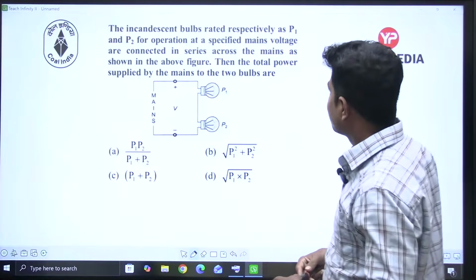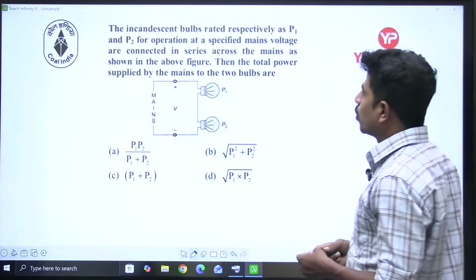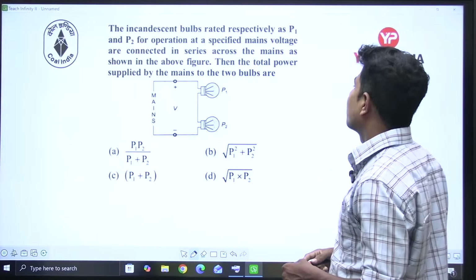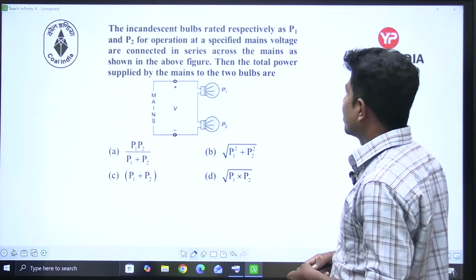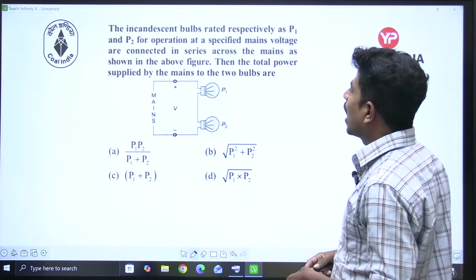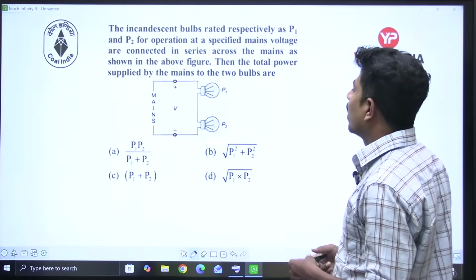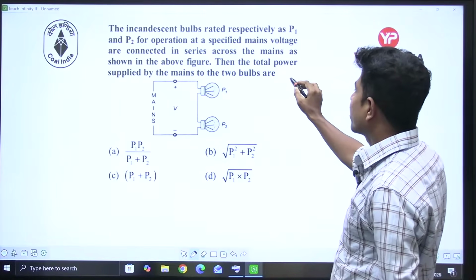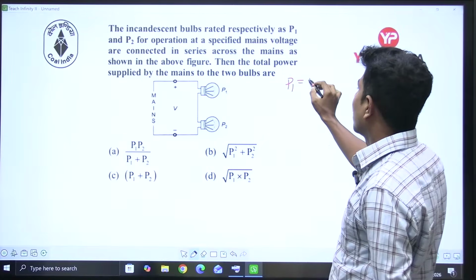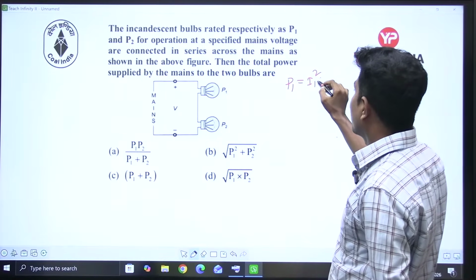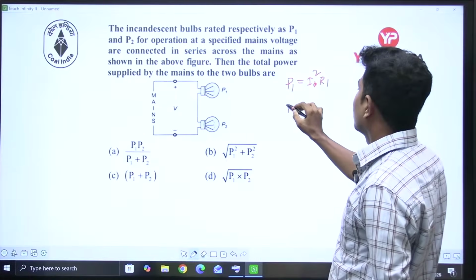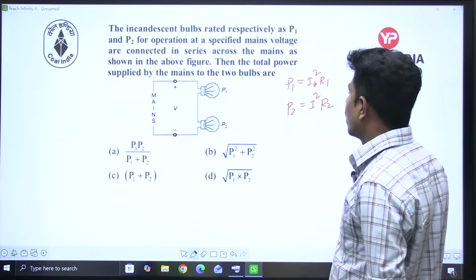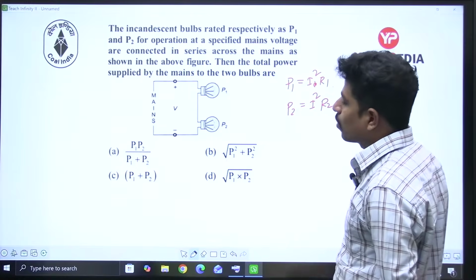Two incandescent bulbs rated respectively as P1 and P2 for operation at a specified mains voltage are connected in series across the mains as shown in the figure. Okay, both are in series. The total power supplied by the mains to the bulbs is asked. The power taken by the first one is I square into R1, and P2 will be I square into R2. He's asking what is the total power taken.